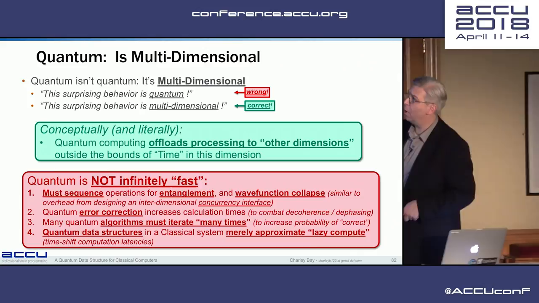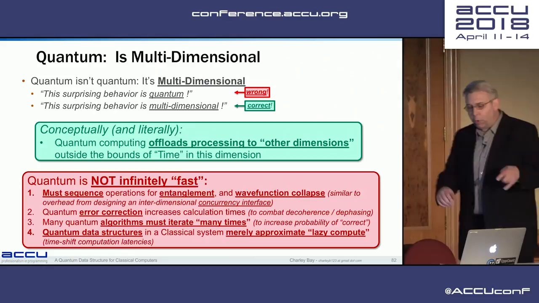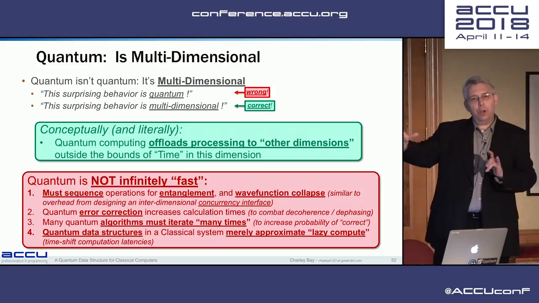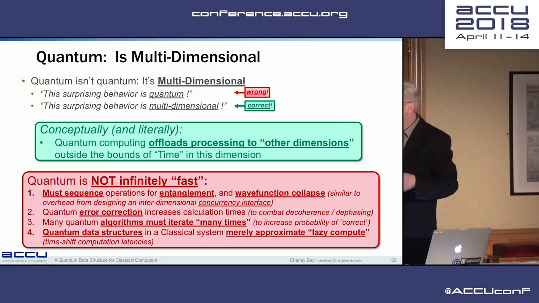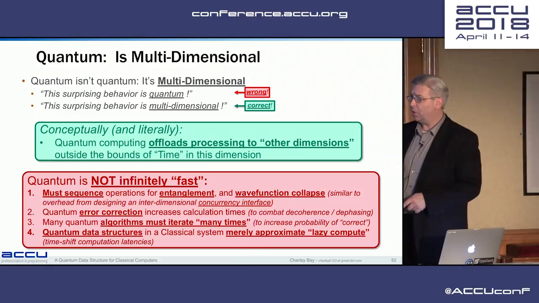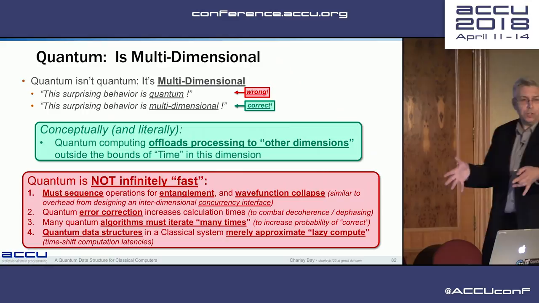Okay, quantum. It's multidimensional, so with quantum computing, really what you're doing is offloading your processing to another dimension. That dimension exists. That discrete interaction of energy with the atomic structure is there and it works, but there's a lot of stuff that we don't really observe well. It's not going to be infinitely fast because you still have to sequence: I'm setting up, I'm entangling, I'm observing. This life cycle of setting up your data structures and doing computation, wave function collapse, still has to happen. So you have to build an ISA, some kind of instruction set architecture, to interface with your quantum CPU.